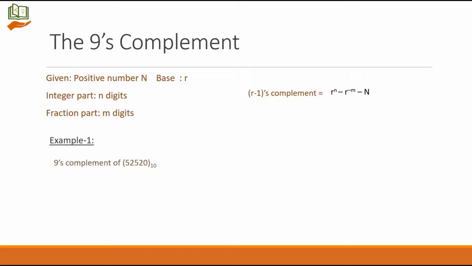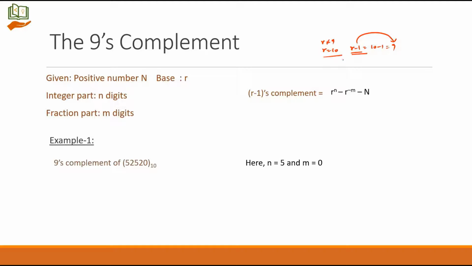Let's get into 9's complement. We are going to consider the same number for 9's complement and 1's complement that we discussed in 10's complement and 2's complement. So let's have the positive number 52520. Here the number of integer digits is n equal to 5 and the fractional part is 0, so m is equal to 0. Now r power, what is r here? R is 10. Understand, you should not take r to be 9. R is equal to 10 and we are going to find r minus 1, which is equal to 9. So r minus 1 is 9, r is 10.